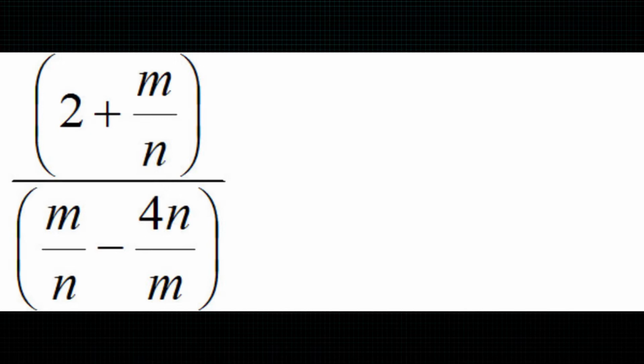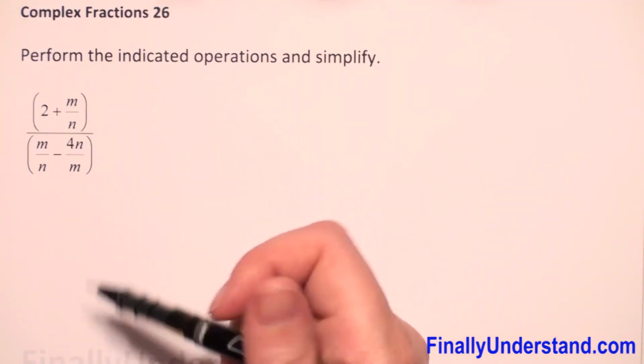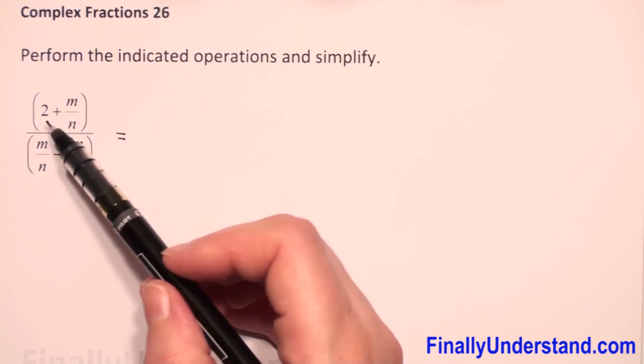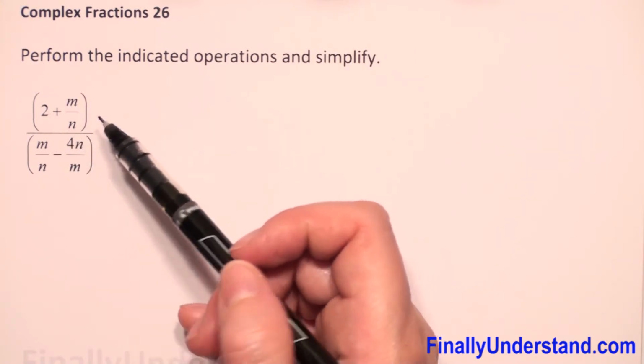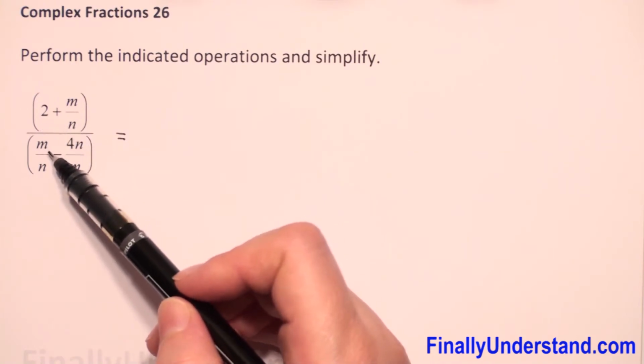We have a complex fraction because we have fractions in the numerator and in the denominator. First, we have to check if we can do some operations in the numerator and in the denominator. Because we have addition here and subtraction, we know that we can add fractions only when we have the same denominator.